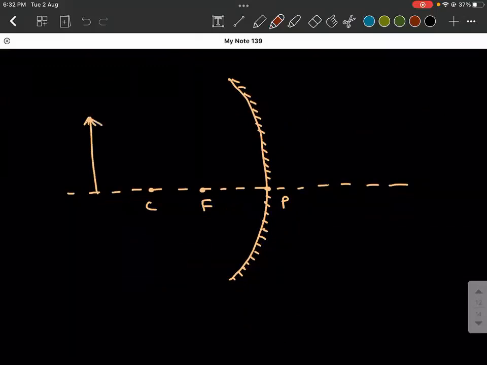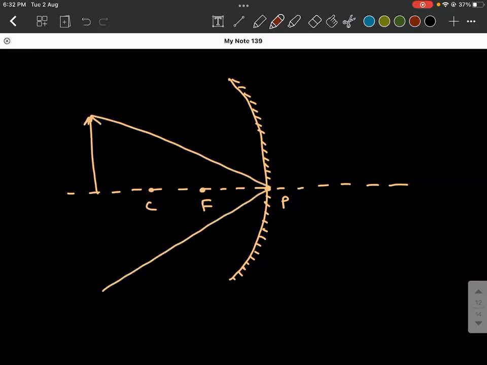So one of the rays we took to be incident at the pole, and it got reflected back. The other ray we can take to be through the center of curvature, which will retrace its path. So can I say this is the place where the image is formed? So it's the same thing.